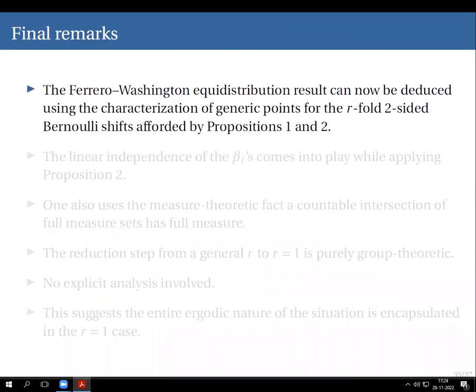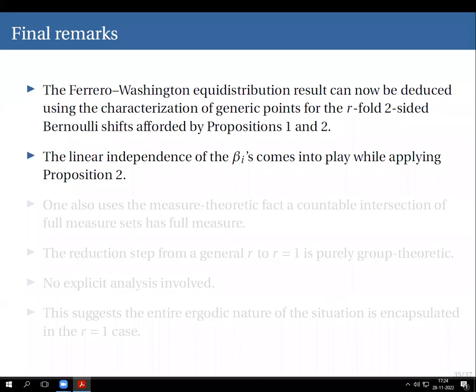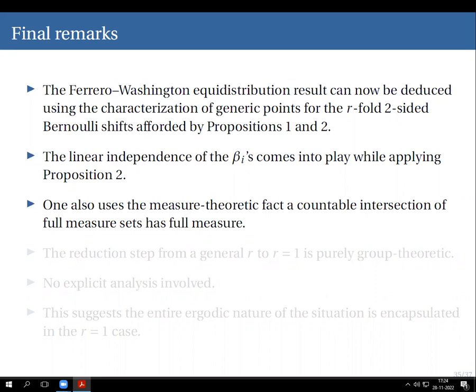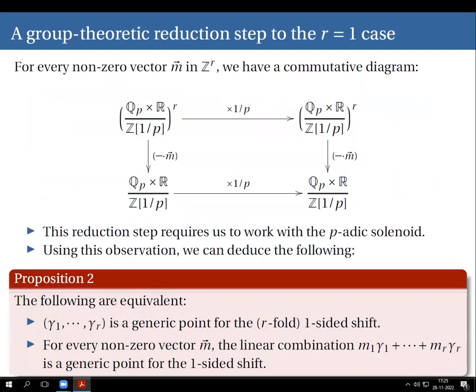Yeah. So the Ferrero-Washington theorem can now be proven using whatever we know about the general r case. And so this linear independence of the beta i's comes in when we apply the second proposition. And the fact is, I had the statement about full Haar measure, and I also had the statement about Z linear combinations. So I had this vector m in Z to the r, all elements in Z to the r except the zero vector, and Z to the r is a countable set.